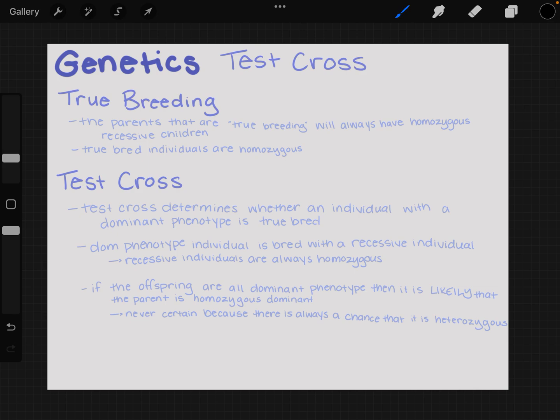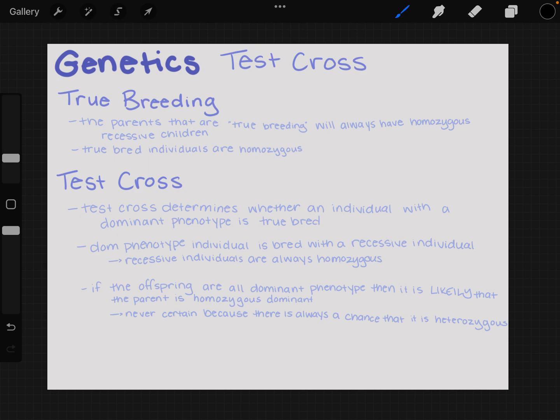So how can we use this information? What do we do when we know an individual is homozygous recessive, or presenting with the recessive trait? Well, in this case, we can test an individual presenting with a dominant trait to attempt to determine whether they're heterozygous or homozygous dominant. So this is determining if an individual with a dominant phenotype is true-bred or not.